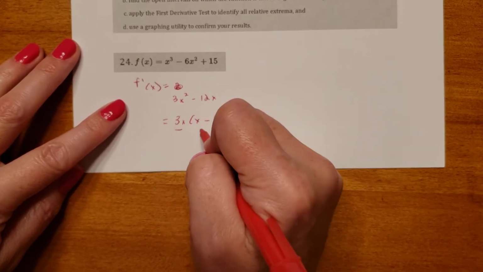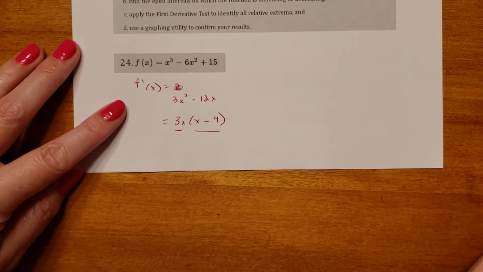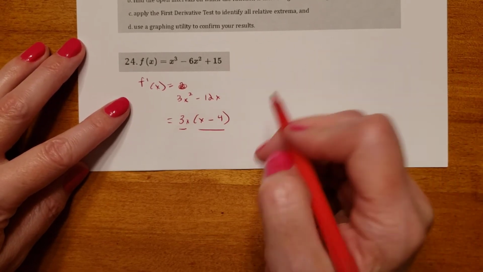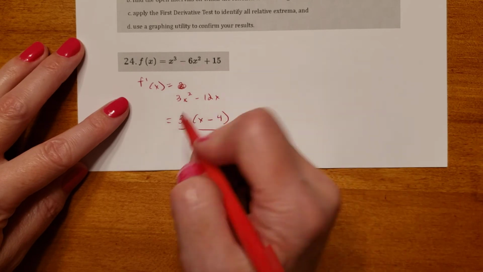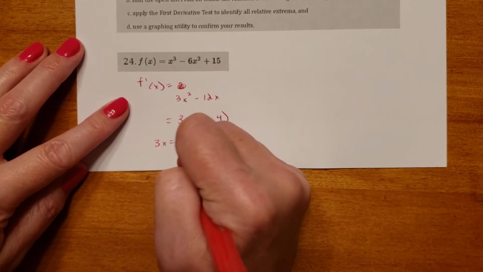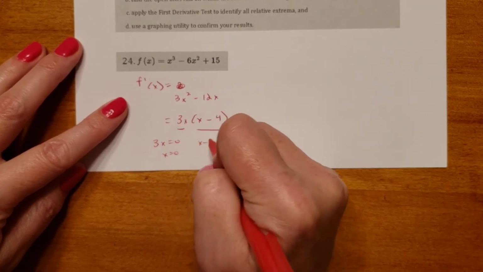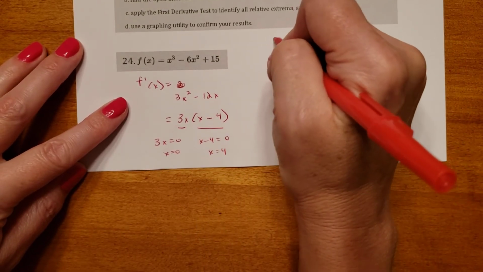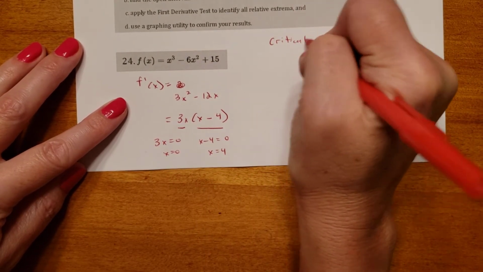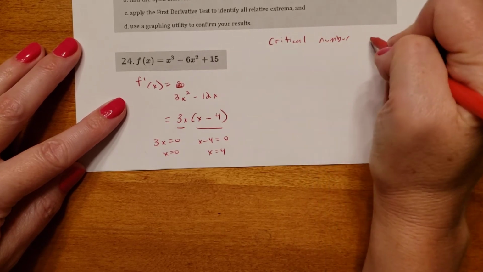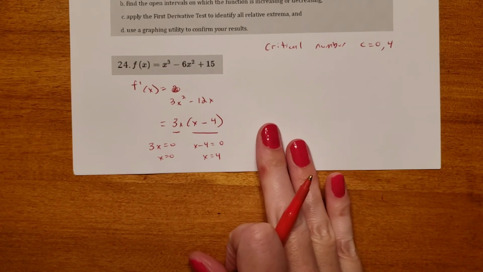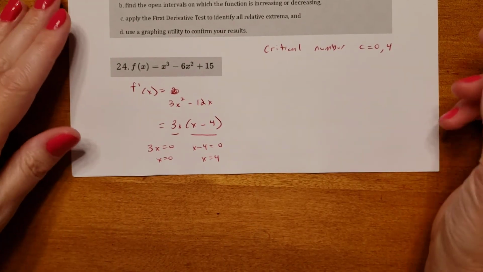To get the critical numbers after you take the derivative, you have to set the factors equal to 0. So where is f prime of x equal to 0? You get 0 and you get positive 4. So those would be the critical numbers, 0 and 4. That would break it then into intervals.